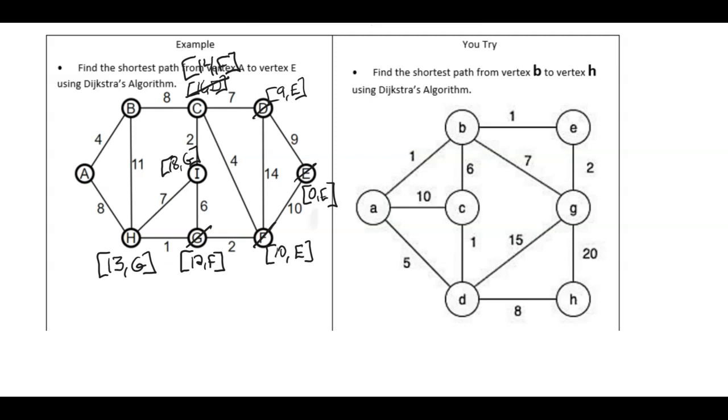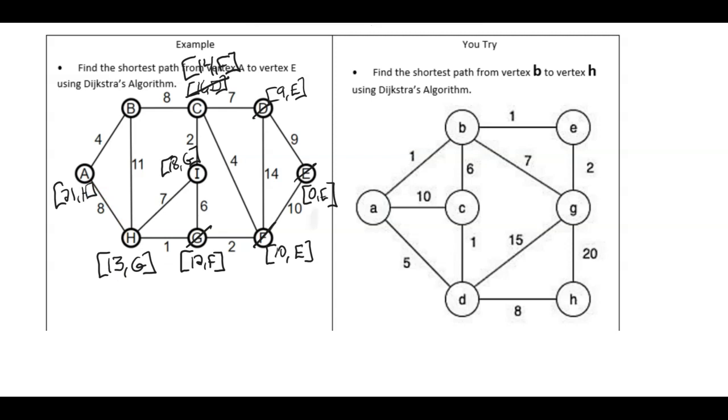Where can H go? H can go to A, to B, and to I. These are the three vertices that aren't already crossed off. So let's go in alphabetical order. 8 and 13 is 21 through H.